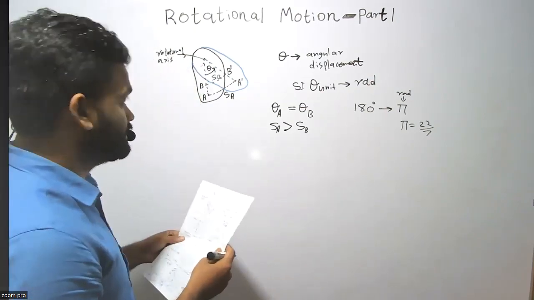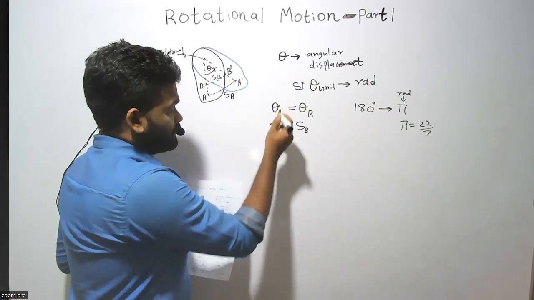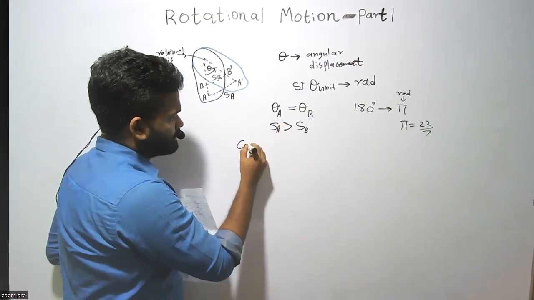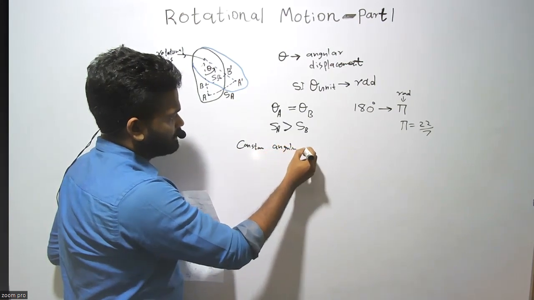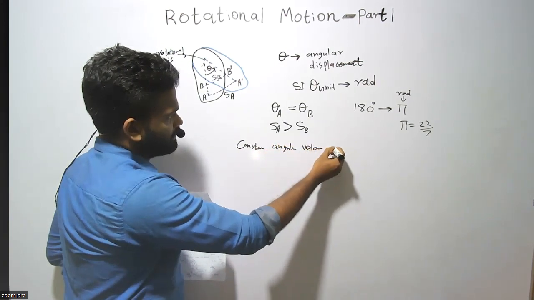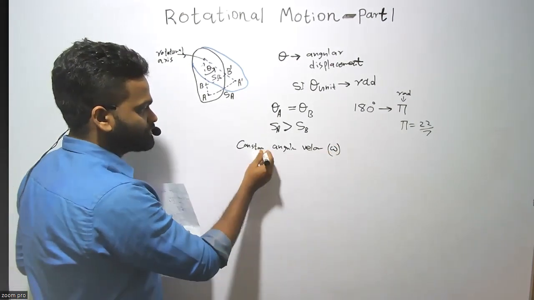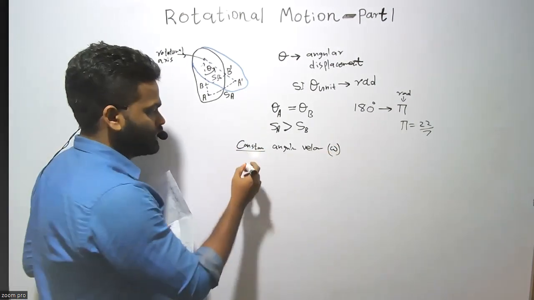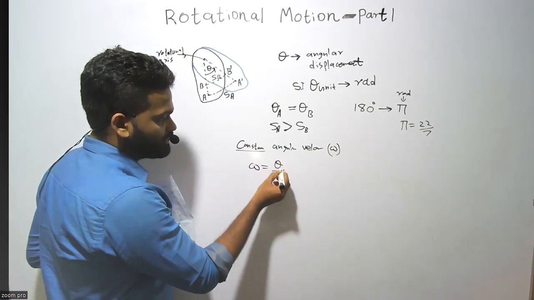Then the another one is constant angular velocity. Let's say omega. We call this omega. If it is constant angular velocity, you can just divide angular displacement by time.